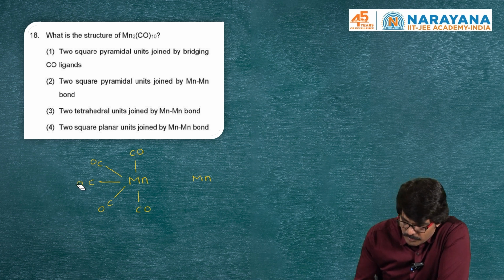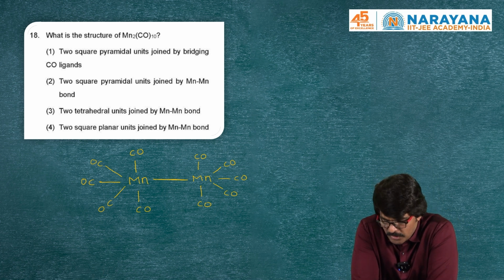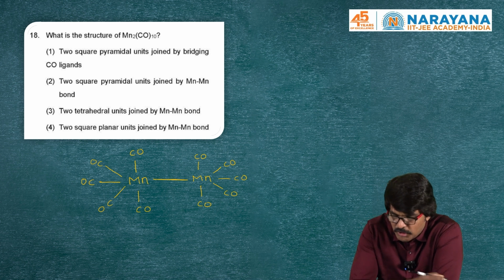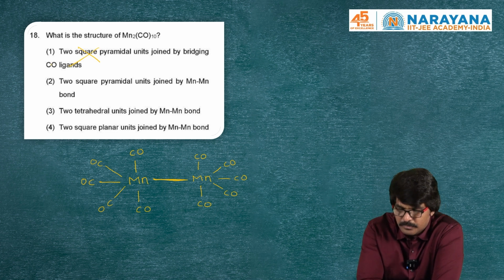So here each manganese is having 5 carbon monoxides. Even here also the same situation, carbon monoxide, carbon monoxide, carbon monoxide, and there is a bond between 2 metals. In fact, each manganese is surrounded by 6 bonds. They are occupying the corners of an octahedron. But if you see the statements carefully, 2 square pyramidal units joined by bridging carbon monoxide. In fact, there is no bridging carbon monoxide. This is a wrong statement.